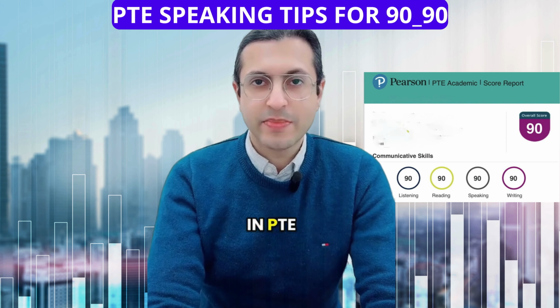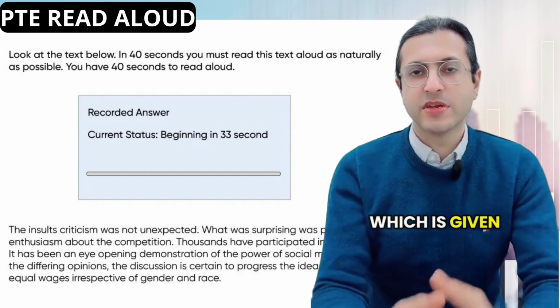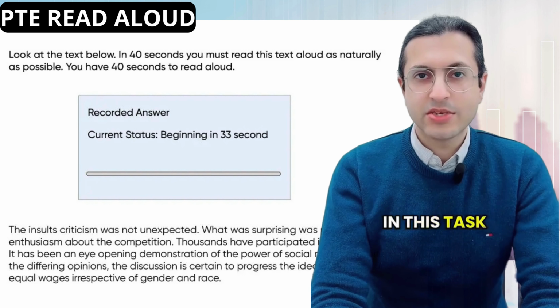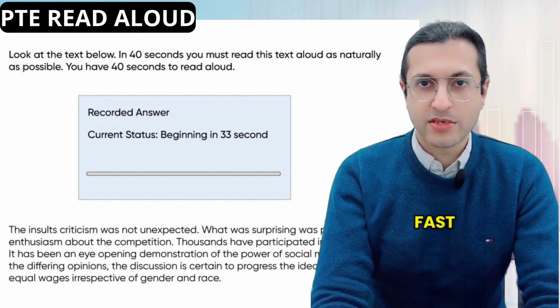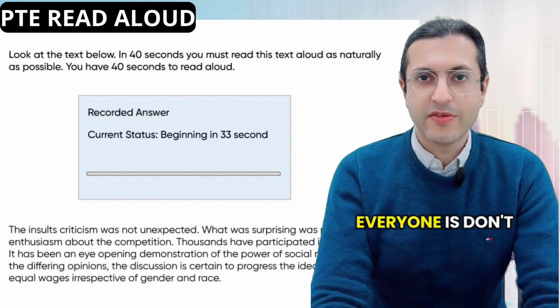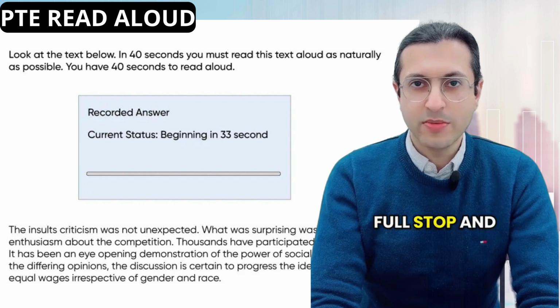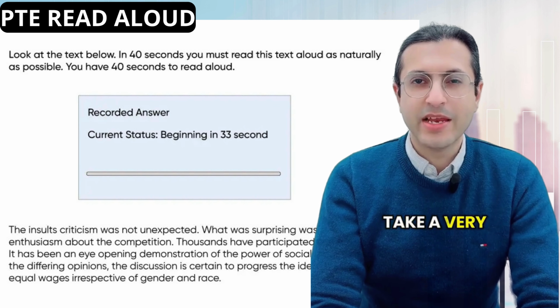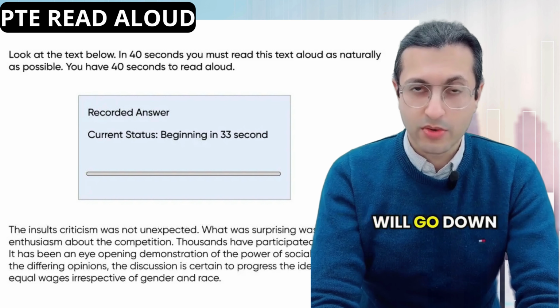The first task in PTE is PTE Read Aloud, in which you are supposed to read a passage which is given on your screen. In this task, you have to maintain your natural speed. You don't have to be too slow or too fast. One tip which I give to everyone is don't take a lot of pauses. Take a small pause at a full stop, and at a comma take a very little pause. Don't take big pauses at every comma, otherwise your score will go down.